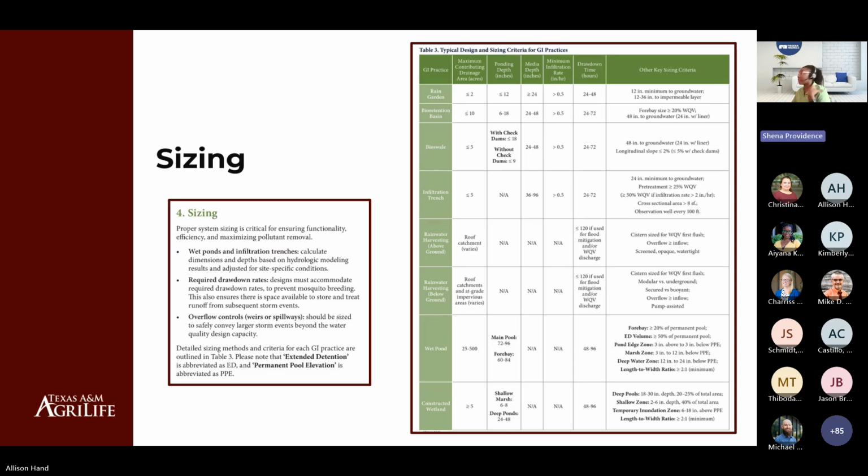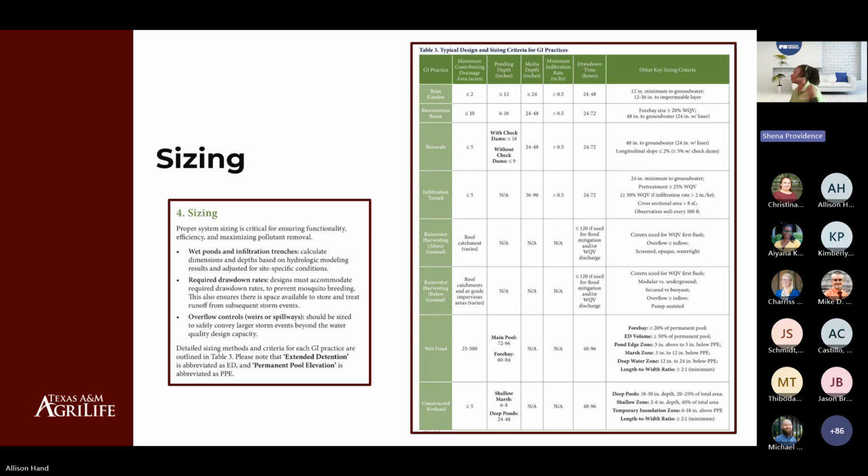Next, we want to understand the different sizing requirements. And so proper system sizing is really critical for ensuring functionality, efficiency, and maximizing pollutant removal. On the right-hand side of the screen, you can see the detailed typical design and sizing criteria for all of the different GI practices within the toolkit itself. Again, this table is meant as a cursory high-level overview to help you narrow down the options to inform the GI selection type up front.